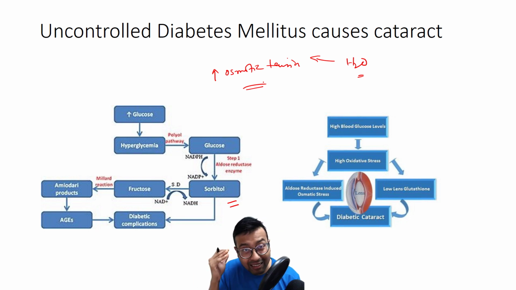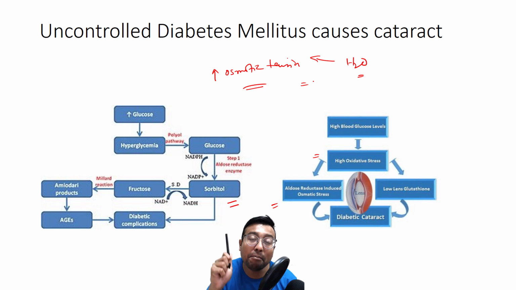Okay, there is another explanation. If the examiner is not satisfied with this, and only if he or she asks you anything else, then you can mention that uncontrolled diabetes mellitus also leads to increased oxidative stress, and that oxidative stress leads to formation of low lens glutathione, and that plays a role in development of diabetic cataract. Mind it, there is already aldose reductase induced osmotic stress that I already discussed.